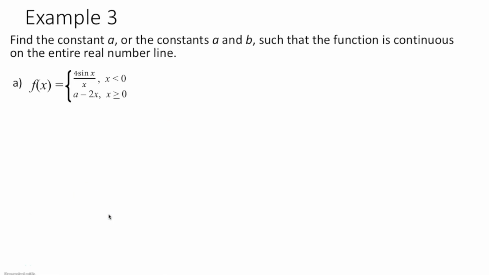Now example 3 says find the constant a or the constants a and b such that the function is continuous on the real number line. So here we just have a. So all we have to do is find a so that this piecewise function is continuous on the real number line.